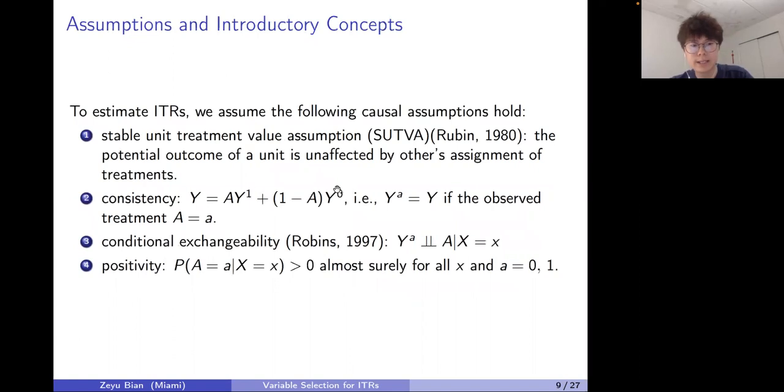Okay, to estimate ITRs, we first need some assumptions. Those are traditional assumptions in the causal inference literature. The first one is the stable unit treatment value assumption. It states that the potential outcome of a unit is unaffected by others' assignment of treatment. So basically, we assume that there is no interference.